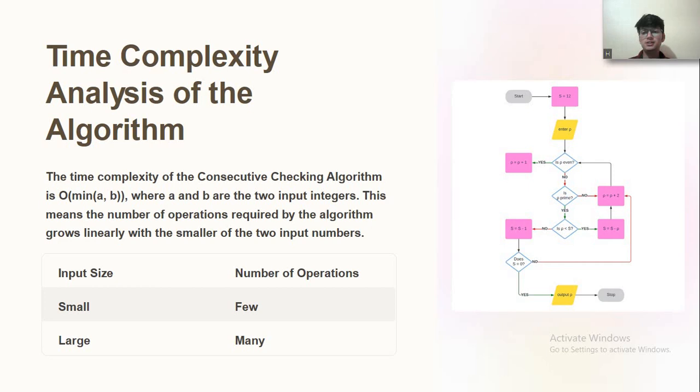Time complexity analysis of the algorithm. The time complexity of the consecutive checking algorithm is O(min(a, b)), where a and b are the two input integers. This means the number of operations required by the algorithm grows linearly with the smaller of the two input numbers. Input size versus number of operations: for small sizes, the number of operations is only a few, and for large sizes, the number of operations is many.